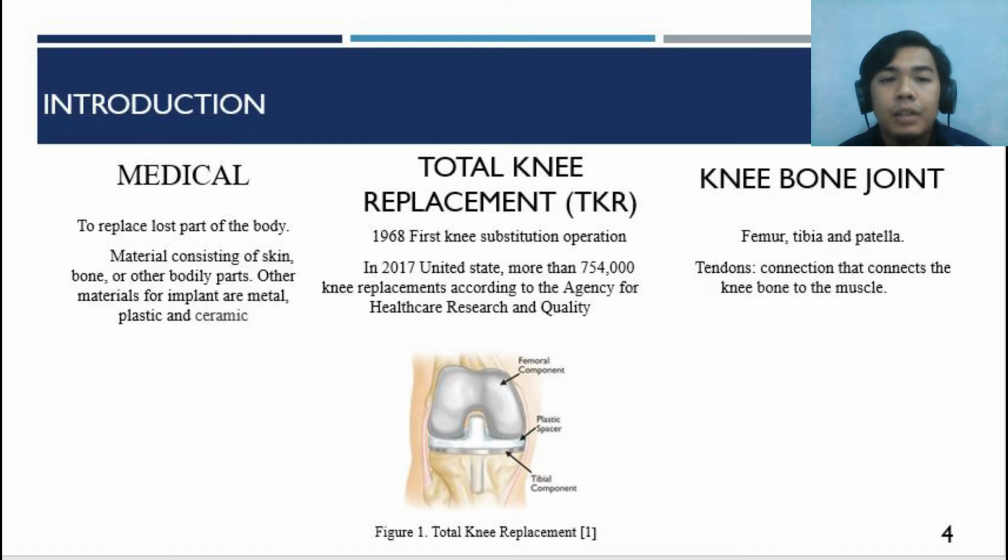The knee has three bones that join each other, which are the femur, tibia, and patella, while tendons are the connection that connects the knee bone to the muscle. So the function of it is to move the knee joint. The knee can be injured in many ways, such as a result of a road accident or jumping from a high place, by aging, and some knee injuries come from sport activities such as football and badminton.